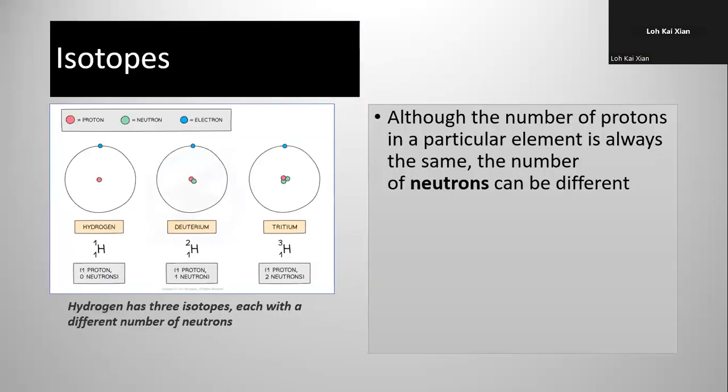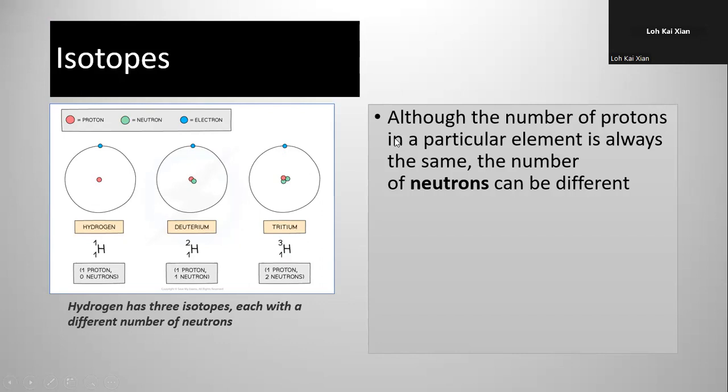Isotopes. Right? Hydrogen has 3 isotopes, each with a different number of neutron. This one, hydrogen, has 1 proton only, 1 electron. Deuterium has 1 proton and 1 neutron. It still has 1 electron. Right? The proton and the electron are always the same for a neutral atom. Tritium has 1 proton, 1 electron, 2 neutron.